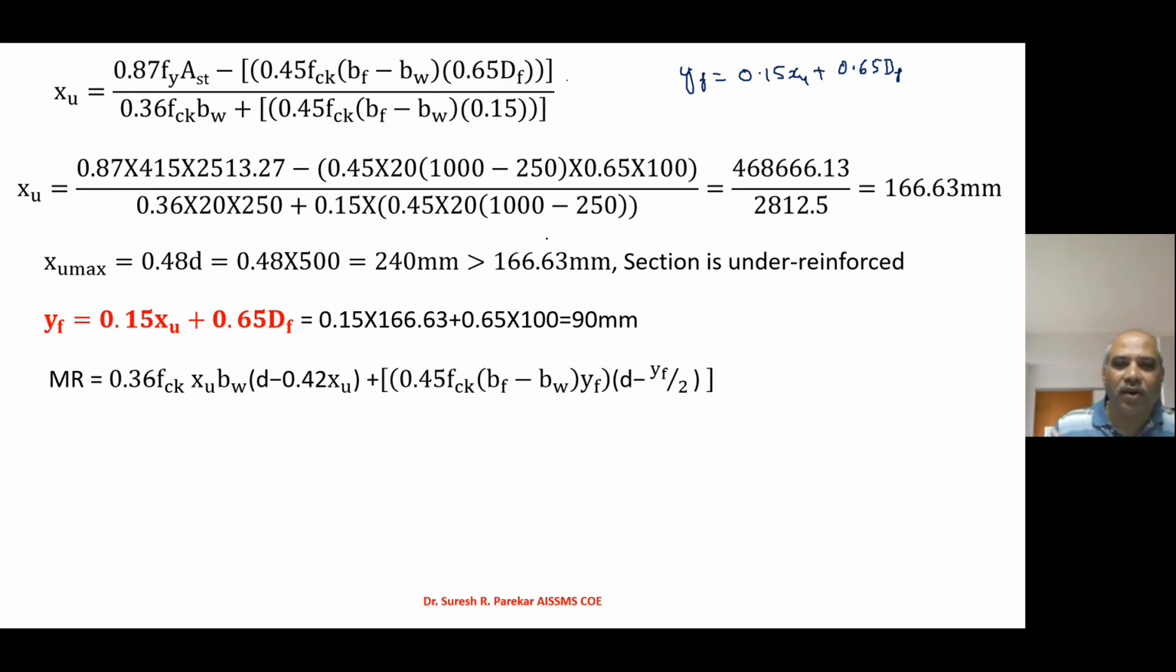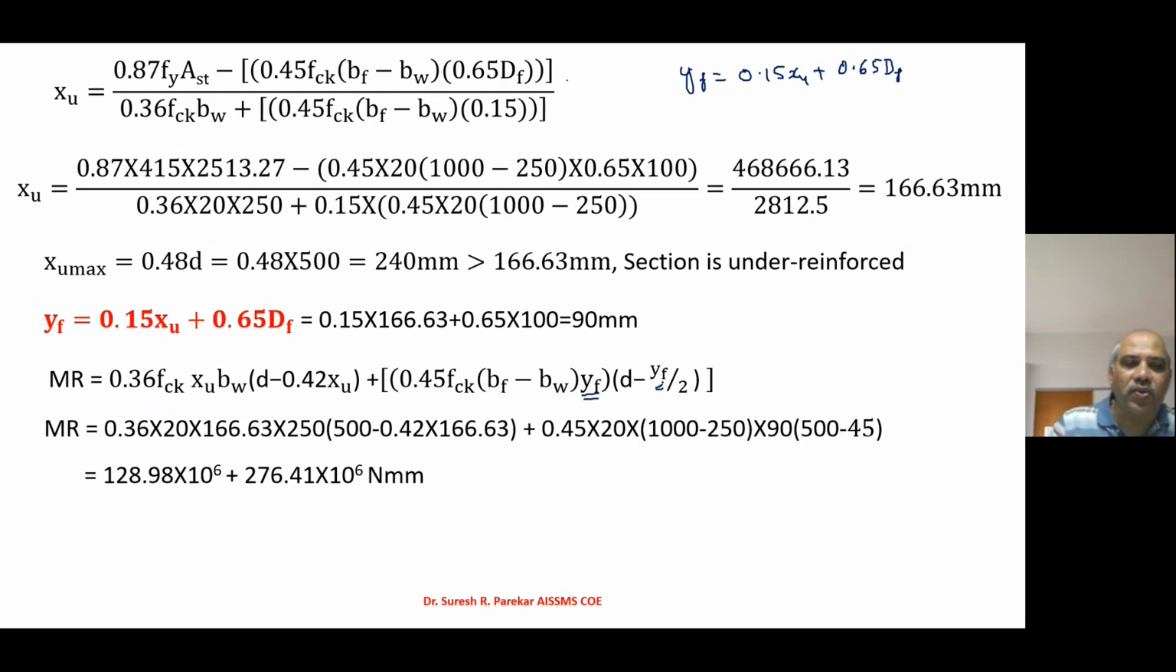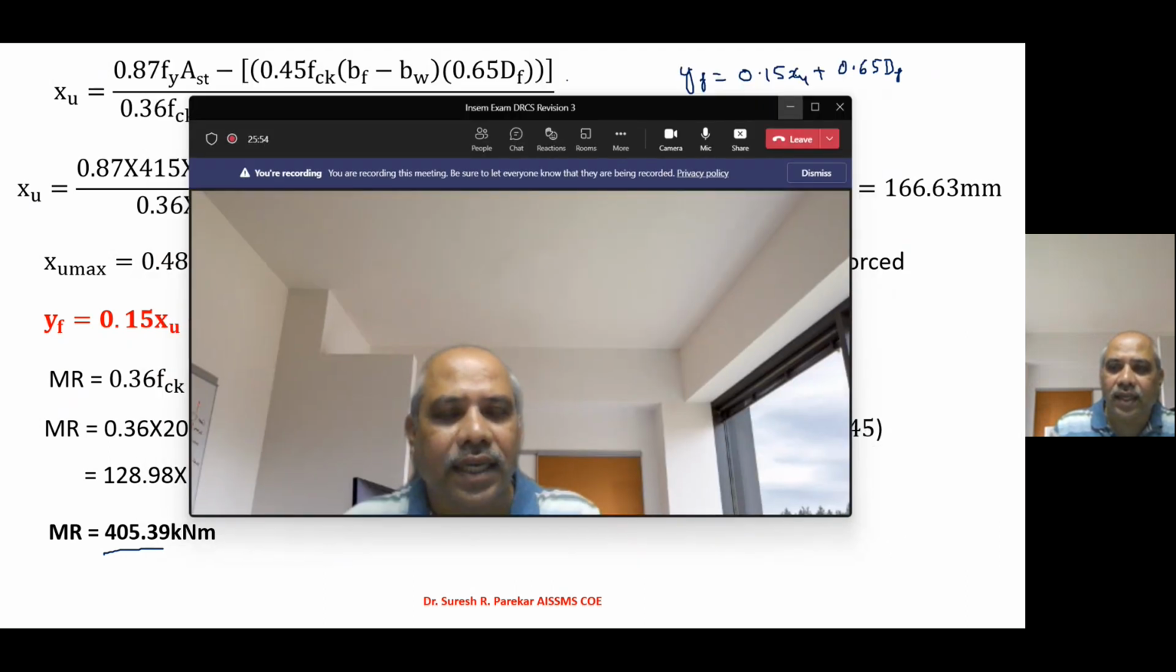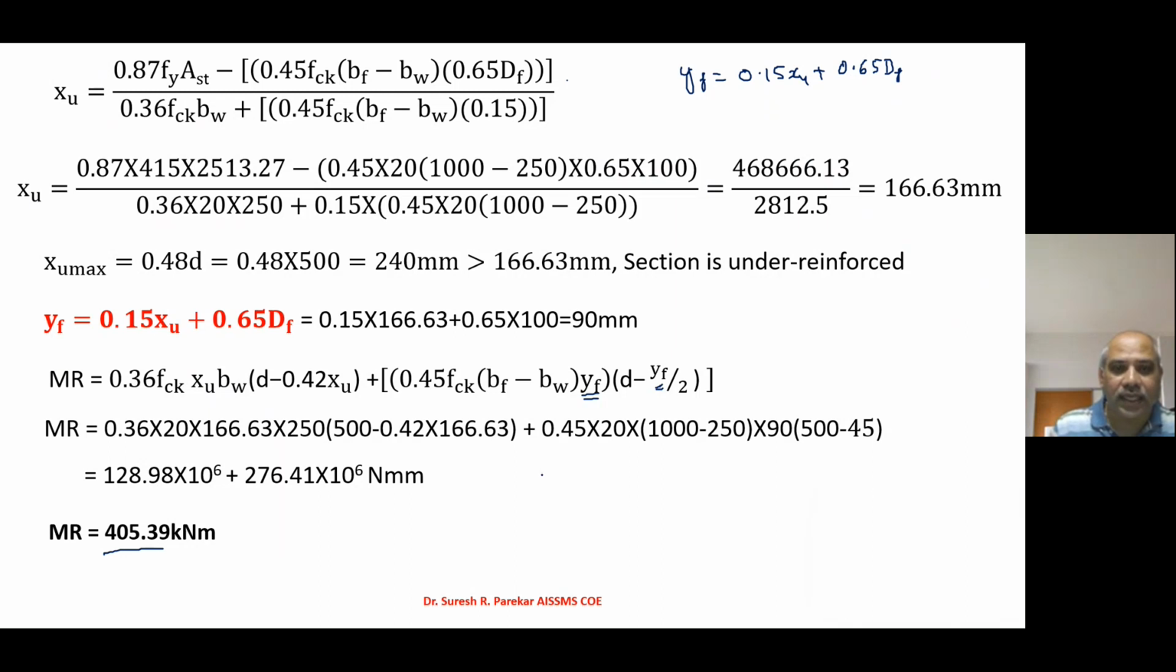Then we are going to find out Mr. Now you can see over here, instead of Df, we just have to replace Df by Yf. By substituting the values, we get the value of Mr, which is 405.39 kilonewton meter. That gives me the value of Mr. And in this case, actually, we are with the third case.